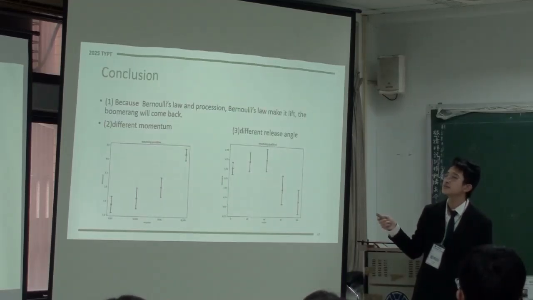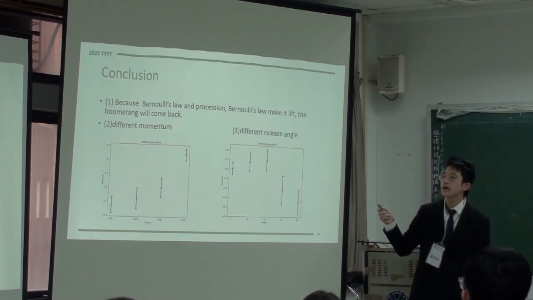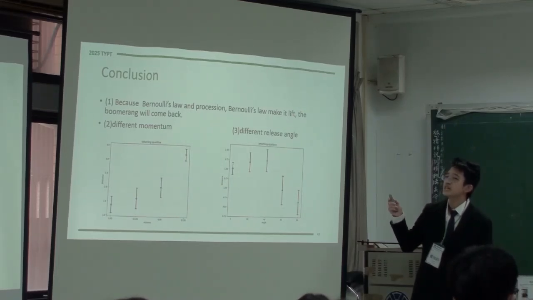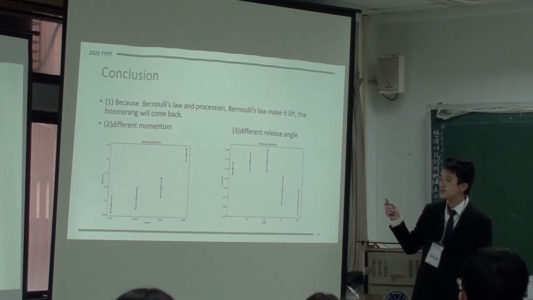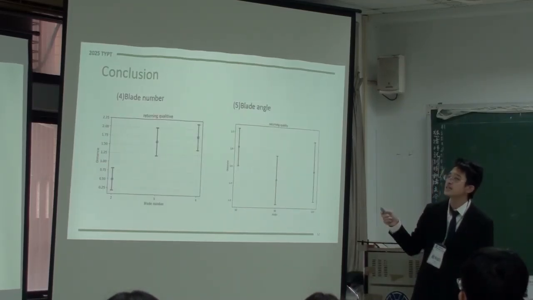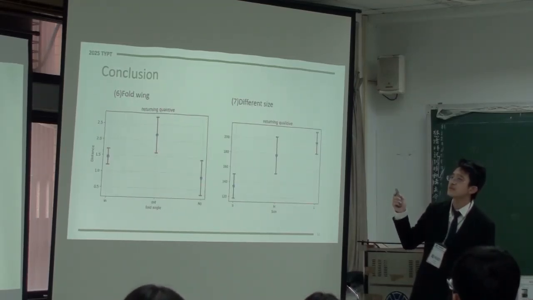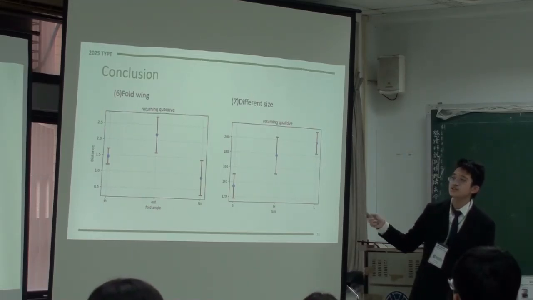And this is my conclusion. The more momentum we give to the boomerang, the worse the returning quality is. And the larger the release angle, the better the returning quality is. And the two-braid boomerang has the best returning quality, and the 19-degree has a good returning quality, and the one without fold wing has a larger difference. Thank you for listening.